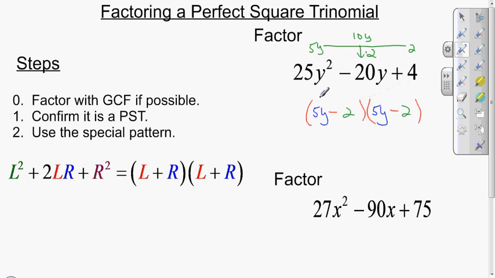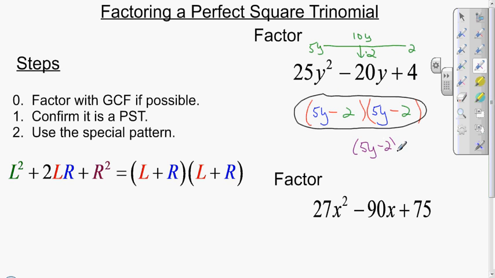This is a completely legitimate answer, the quantity 5y minus 2 times the quantity 5y minus 2. Or again, you could say 5y minus 2 all squared. Now in this last example, I tried to show you that sometimes you have to do a greatest common factor. One thing I want you to notice right away here is this 27 and this 75. You'd look at this and say, well, that's not a perfect square trinomial. Well, let's let it develop here and see what we get.